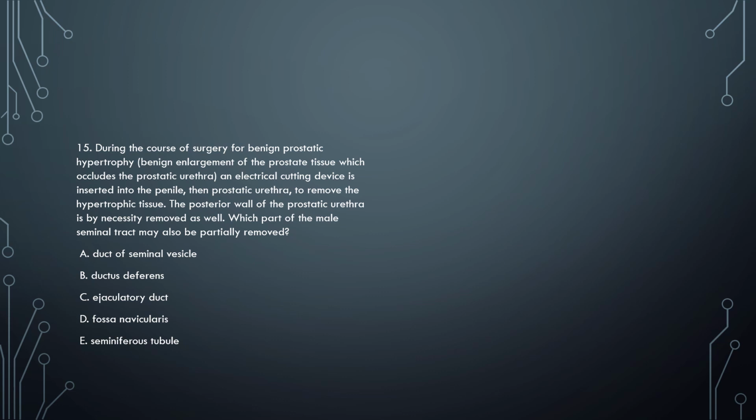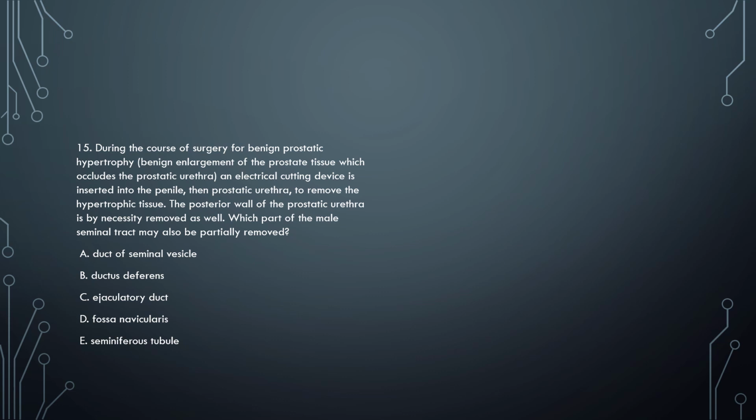Question 15. During the course of surgery for benign prostatic hypertrophy, meaning benign enlargement of prostate tissue, which includes the prostatic urethra, an electrical cutting device is inserted through the penile and then prostatic urethra to remove the hypertrophic tissue. The posterior wall of the prostatic urethra is necessarily removed as well. Which part of the male seminal tract may also be partially removed?